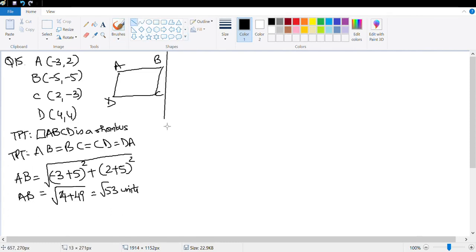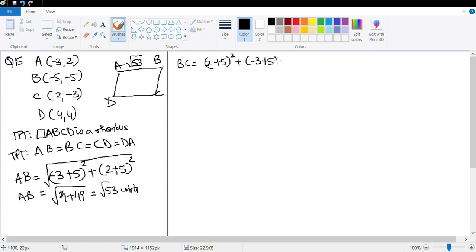Let's try and find the length of the other three sides. Let's look at BC. BC will be equal to 2 minus of negative 5, that's 2 plus 5 whole square, plus negative 3 minus of negative 5, that's plus 5 whole square. So this becomes 7 square, that's 49, and this is 2 square, that's 4. So BC is equal to root 53 units. So we've got two sides equal to root 53 units. Let's try and see what is the measure of the other two sides.